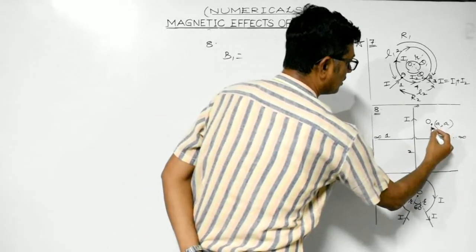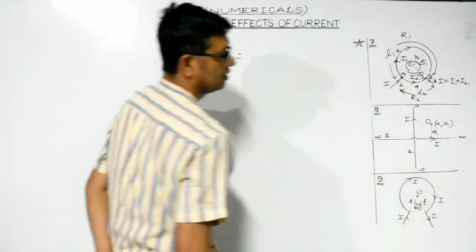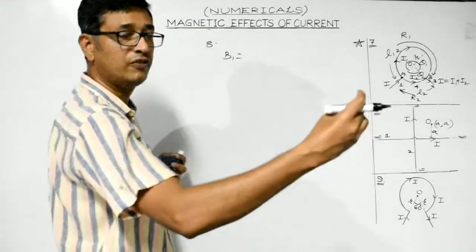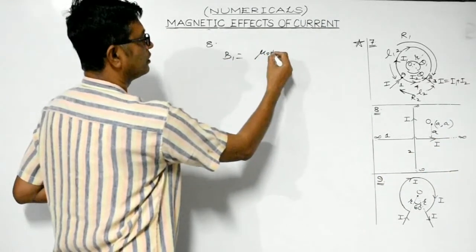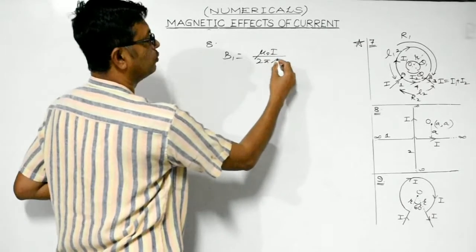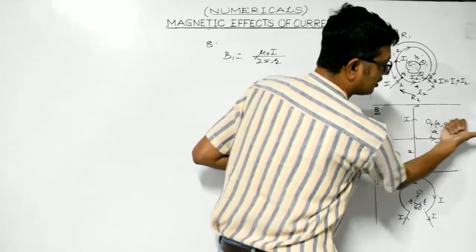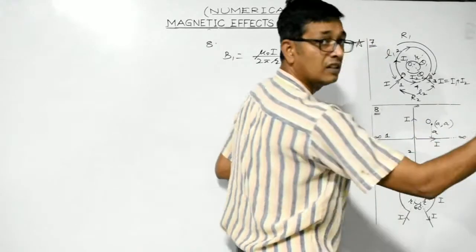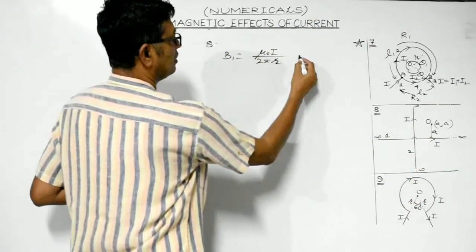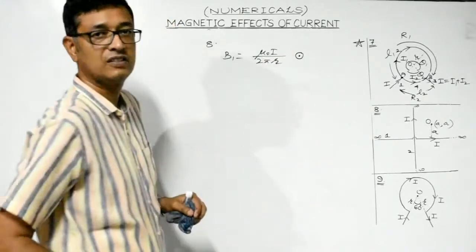And its perpendicular distance from the observation point is A. Both its ends extend to infinity. So what's the formula? It is mu naught I divided by 2 pi r. What will be the direction? Current is flowing along this direction, so the magnetic field lines will be in the outward direction. Outward, that's represented by this.